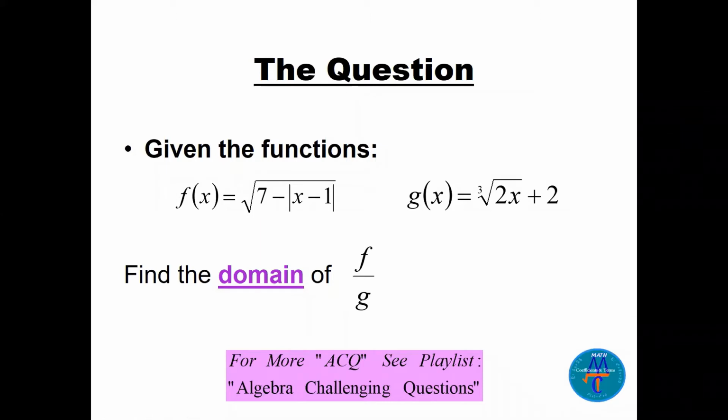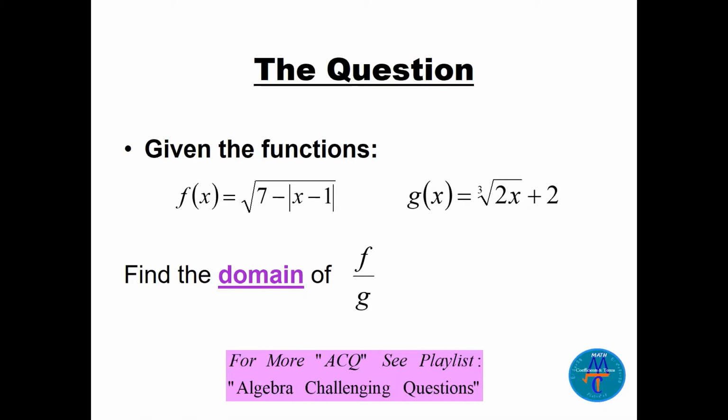This is another question of the series Algebra Challenging Questions, where we have two functions given: f of x, the square root of 7 minus absolute value of x minus 1, and the function g of x, cube root of 2x plus 2. And we need to find the domain of f over g.